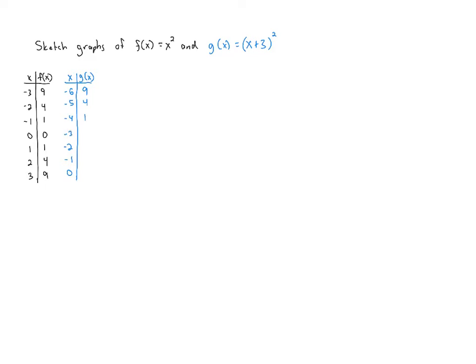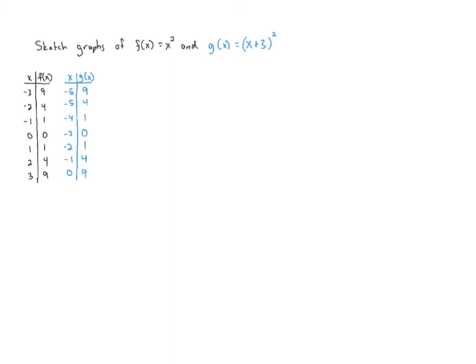If x is -3, -3 plus 3 is 0. 0 squared is 0. When we've got -2, -2 plus 3 is 1. 1 squared is 1. When x is -1, -1 plus 3 is 2. 2 squared is +4. And when x is 0, 0 plus 3 is 3, and 3 squared is 9. So we have several points to plot here as well.